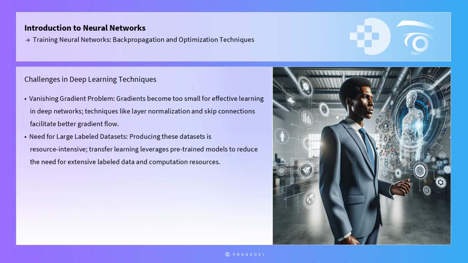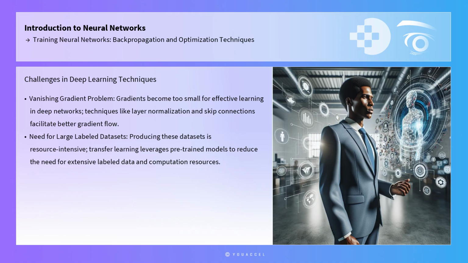Despite the effectiveness of backpropagation and optimization techniques, challenges remain. One significant issue is the vanishing gradient problem, where gradients become too small for effective learning in deep networks. Techniques such as layer normalization and skip connections, as seen in ResNet architectures, have been developed to mitigate this problem by facilitating better gradient flow through the network.